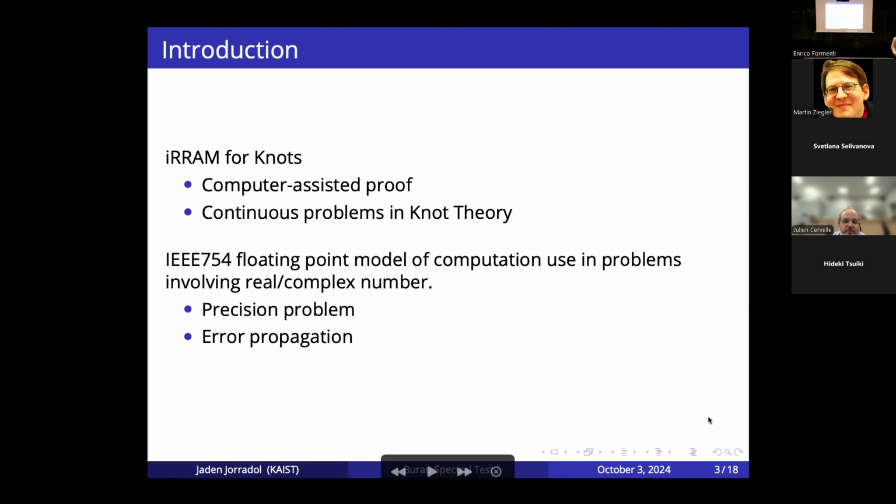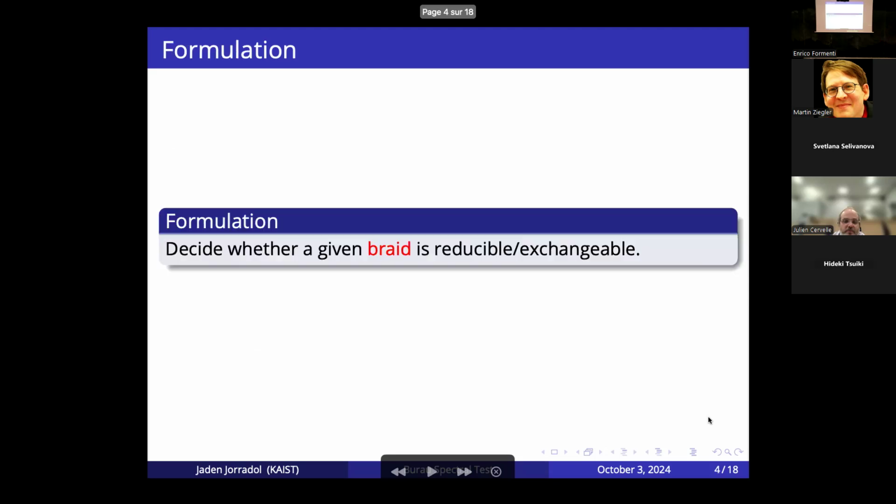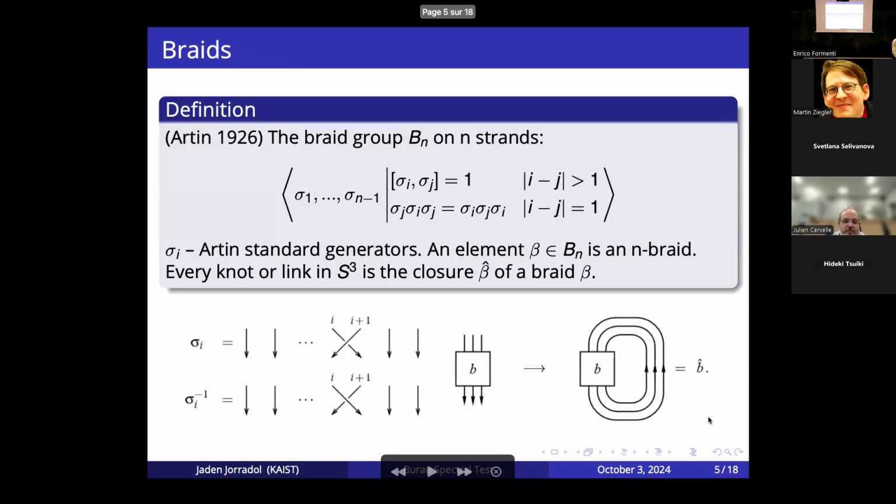Okay, so for the formulation of the problem, the main problem is to decide whether a given braid is reducible or exchangeable. The keywords here are braid, reducible and exchangeable, which I'll explain in a little bit. So what is a braid exactly? The braid is defined using the braid groups, with Artin generators. The standard Artin generators can represent the braid using these braid relations.